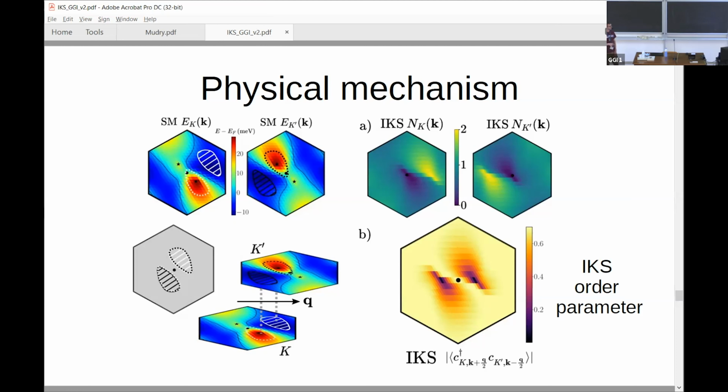And we can demonstrate this if you just look at the order parameter. You see that it's pretty uniform everywhere except at these positions of these lobes where the intervalley coherence is zero, because you're forming some valley polarized state by filling up these low energy lobes.